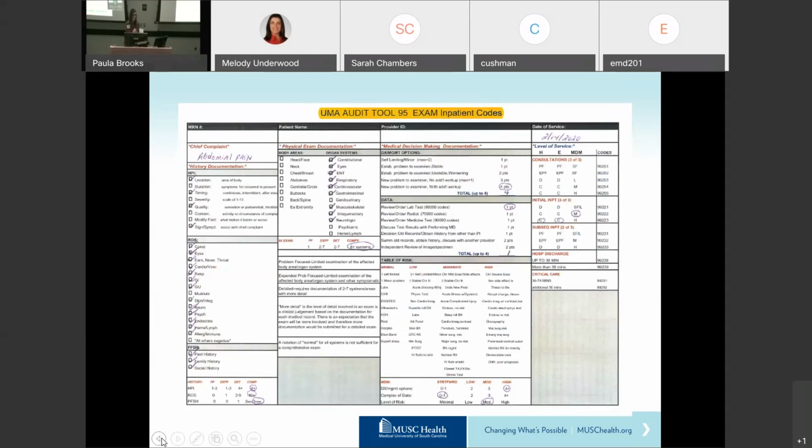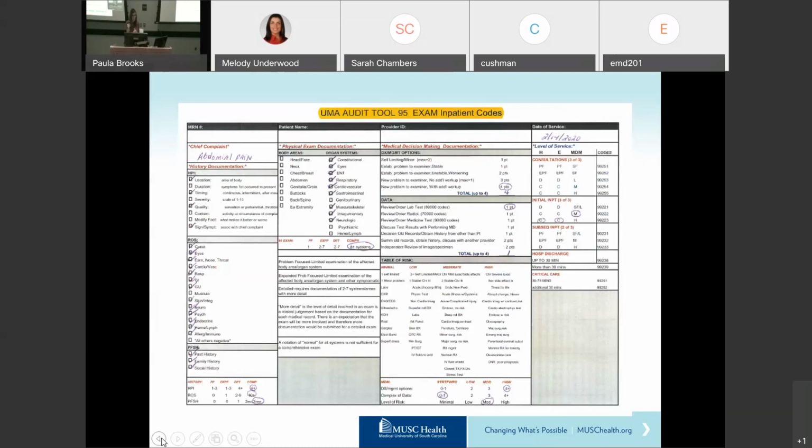You drop one of them, and you come up with moderate. Why do you say moderate versus high? Because you need 2 out of the 3. You have the 4 for the diagnosis management, and then you have the moderate. You have to have 2 out of the 3.